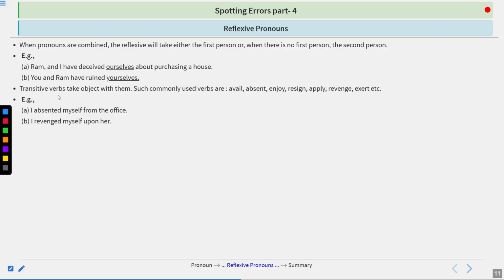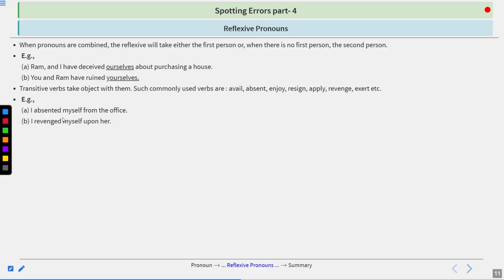Transitive verbs. You may know about transitive verbs. Transitive verbs are those verbs which take objects. If you find no object with them, use reflexive pronouns like myself, yourself, himself. I absented myself from the office. I revenge myself upon her.